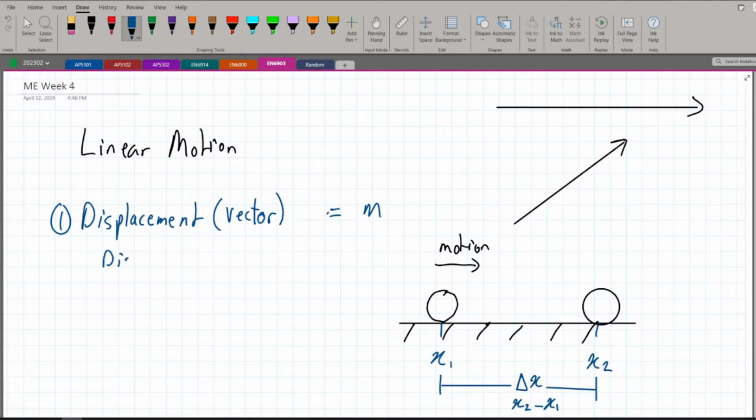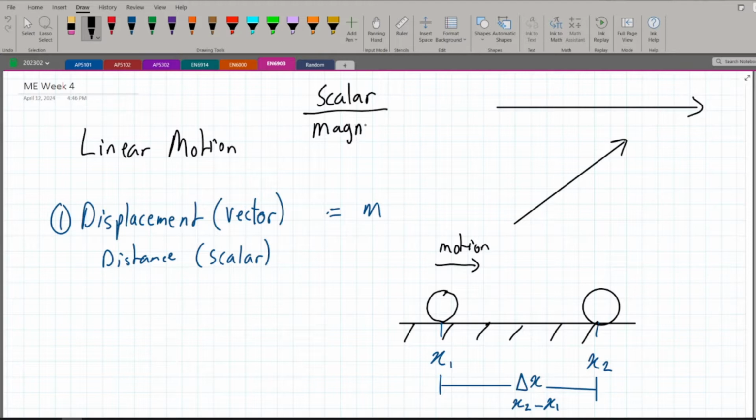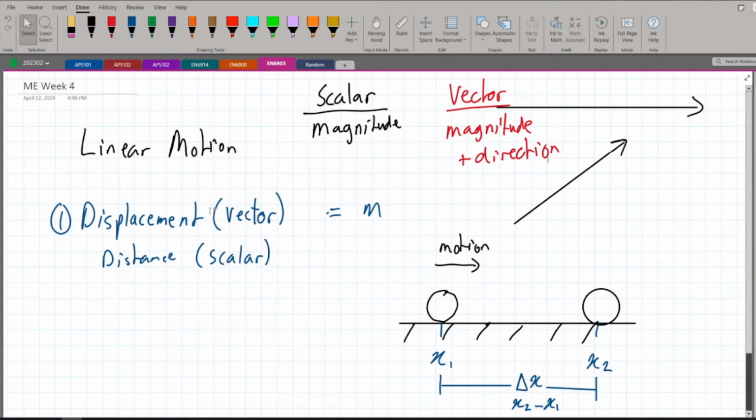And distance is a scalar quantity. So if you recall the difference between scalar and vector, a scalar only has a magnitude, while a vector has a magnitude plus a direction. That is the most important thing you need to know here. So when you have a displacement, you basically have a specific direction it is moving in: going to the right, going to the left, going up, going down. So there's a specific direction.